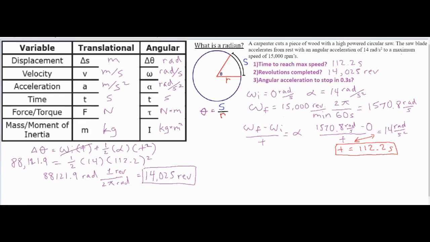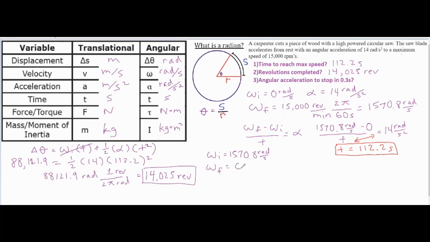All right, now for our final one, number 3, what's your angular acceleration to stop in 0.3 seconds? So a lot of times these saws have a safety mechanism that turns them off pretty quickly. So for this one, we're not really going to be able to use some of the same variables that we used originally. So we're not going to be able to use the omega I because it's not starting from rest. We are going to use the 1570.8, but we're going to use that as our omega I, because our scenario is starting from that maximum speed and then coming to rest.